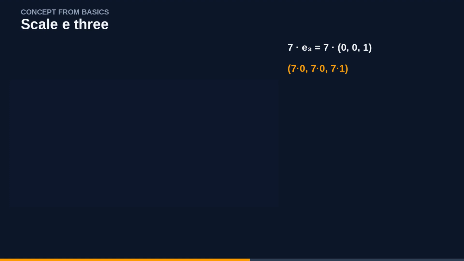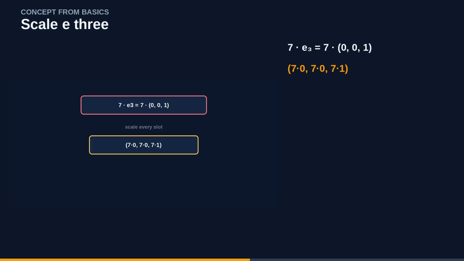Last scale, 7 times E3. E3 is (0, 0, 1). Scale every slot. 7 times 0, 7 times 0, 7 times 1. So 7E3 is (0, 0, 7), a pure third axis piece.